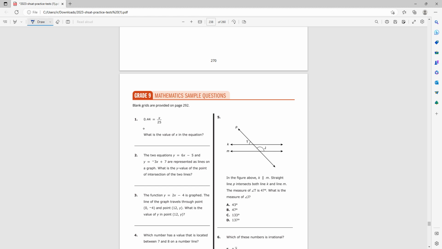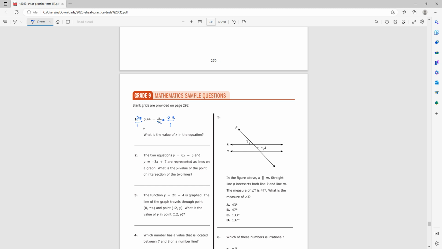So let's get started. With number 1, it says that 0.44 is equal to x over 25. We want to find the value of x. So pretty much what we want to do here is get x on its own. Right now it's being divided by 25. So to get x on its own, we're going to have to multiply this side by 25 over 1. Whatever we do on one side, we have to do to the other side. So now we've multiplied this side by 25 over 1.